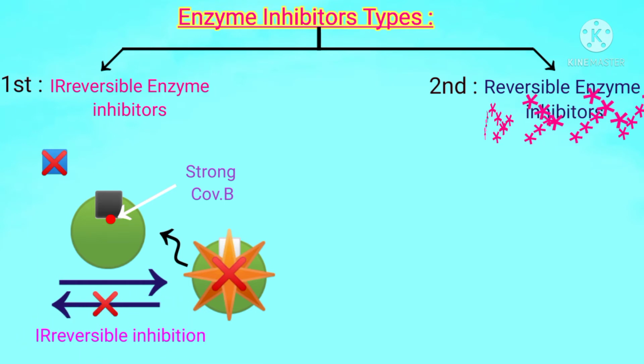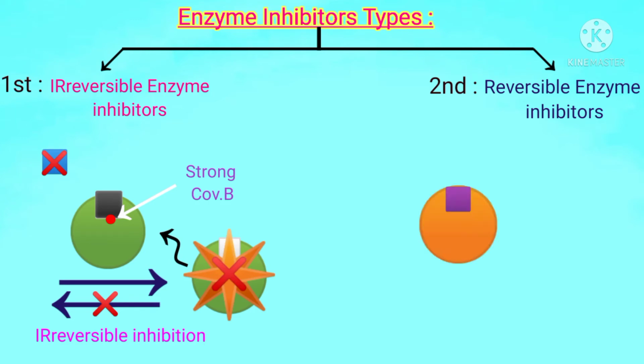Next, we see the reversible inhibitor. What happens with the reversible inhibitor? To understand it, suppose this is our enzyme and this is our inhibitor that attaches with the enzyme in the place of the active site. But students, the bond between the enzyme and inhibitor is weak. These signs show that the bond between the enzyme and the inhibitor is weak. It may be a weak hydrogen bond or hydrophobic interactions, but it can't be a strong covalent bond.